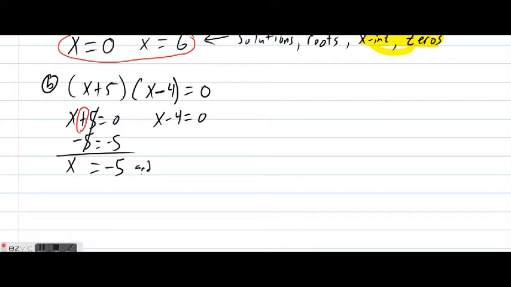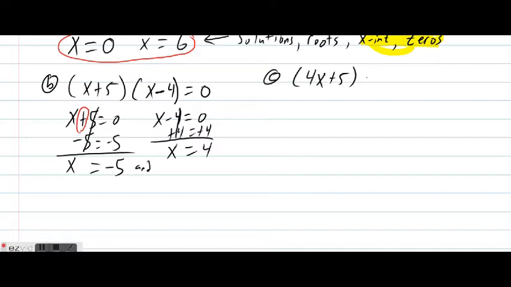And I'm going to add 4 to both sides. So x equals, those cancel, positive 4. So here are my roots. My roots are x equals negative 5 and x equals 4. All right? I hope that's straightforward enough. What happens when they get a little bit uglier?